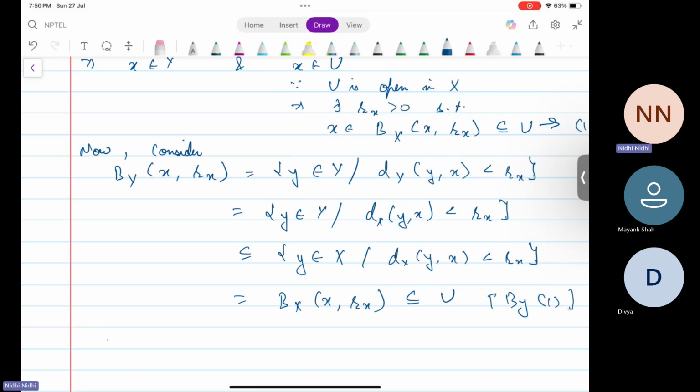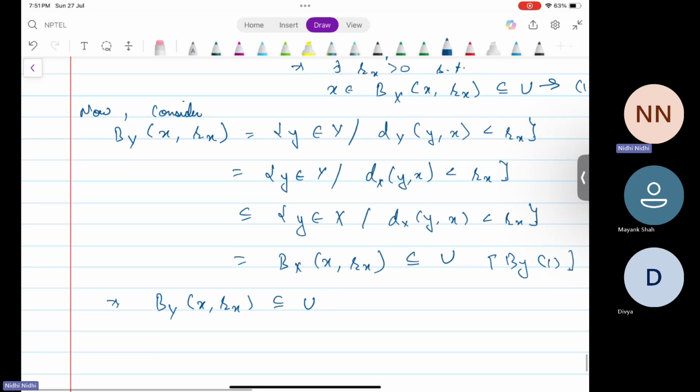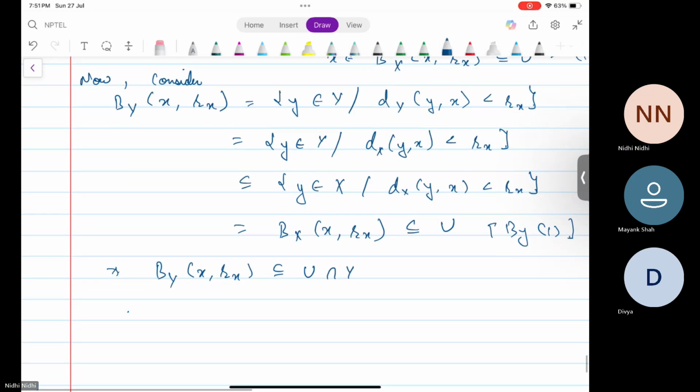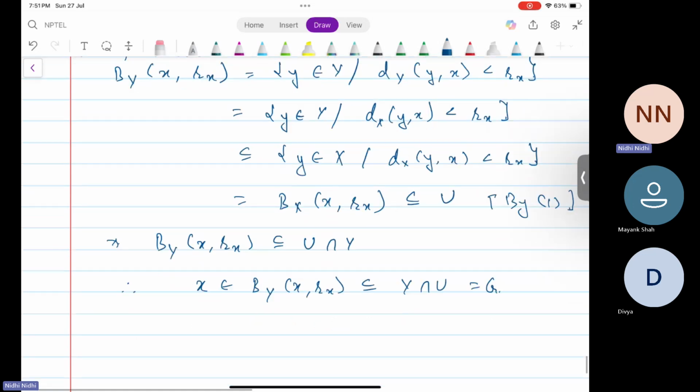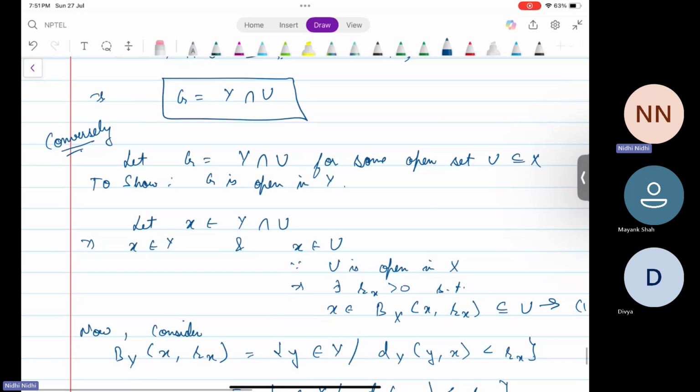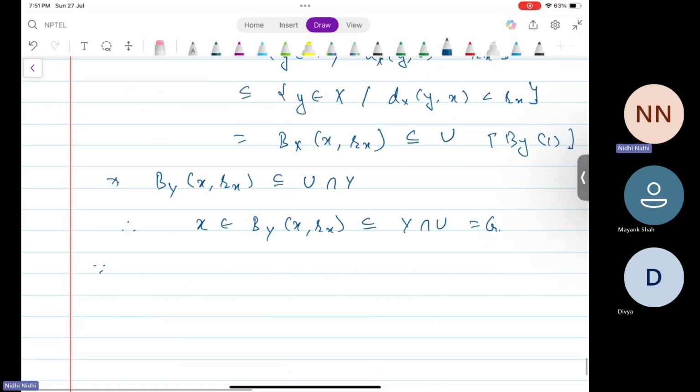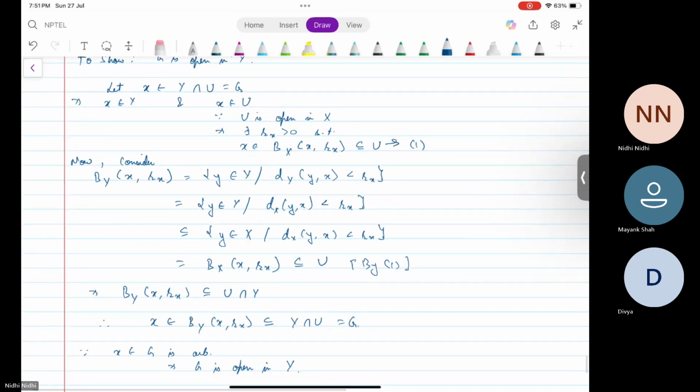So from here we get B_X(x, Rx) is contained in U. Also clearly this is a subset of Y, so I can write it as U intersection Y. Therefore x belonging to B_Y(x, Rx) is contained in Y intersection U, which is equal to G. Since x belonging to G, we started with some x in G, is arbitrary, this implies G is open in Y. I hope this is clear.